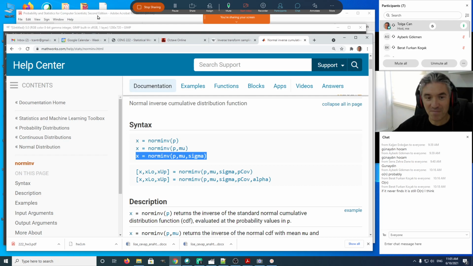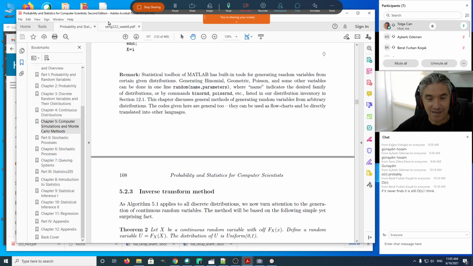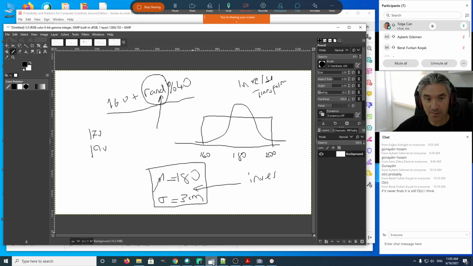Now, here's the magic that works. With this inverse transform method, it says that the inverse of any cumulative distribution function is standard uniform. This is a really strong theorem. Look at this. Any random variable, you have its CDF. When you say CDF of x, it gives you a probability, right? CDF of x is some value between 0 and 1.